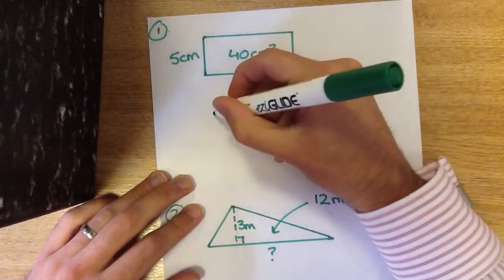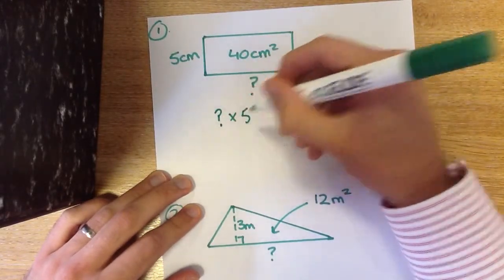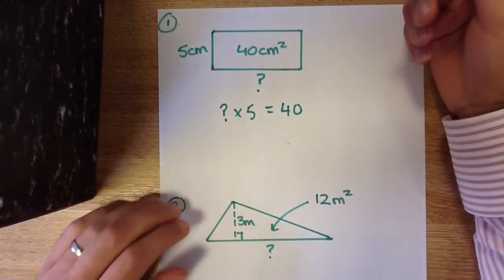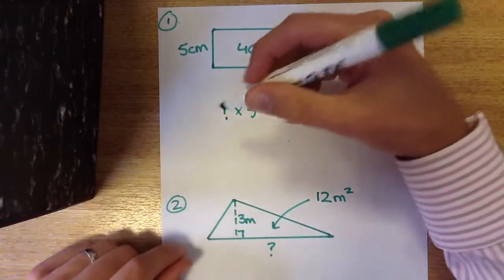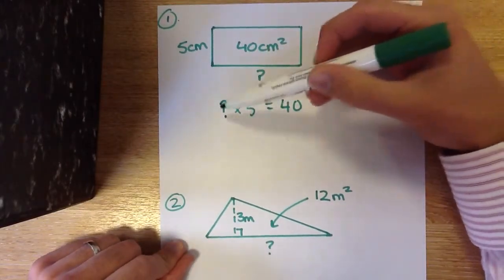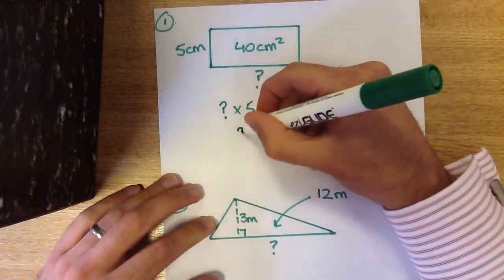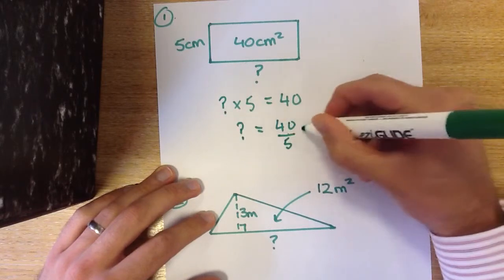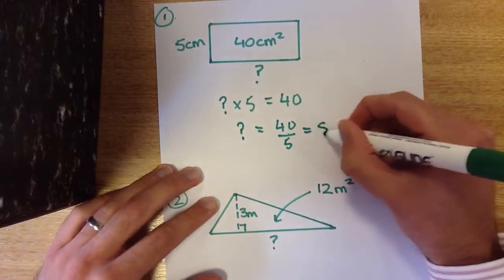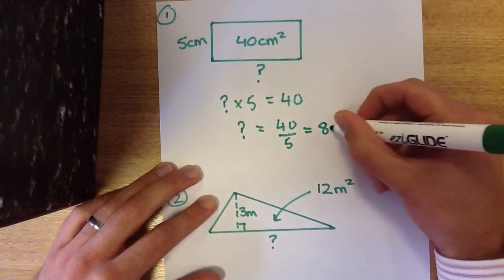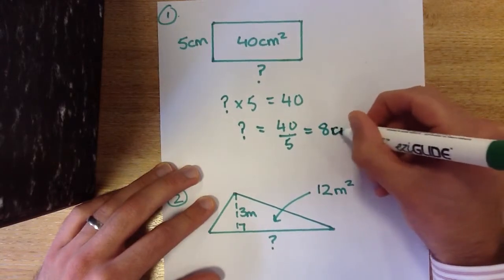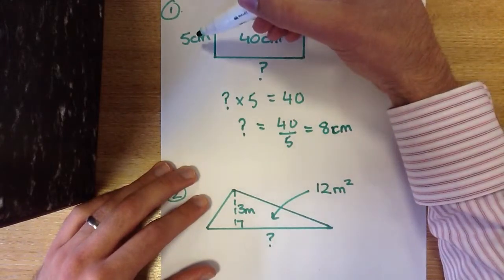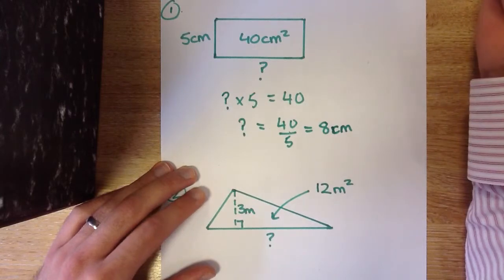So I know that my base times by my perpendicular height will give me my area. What I need to do is work backwards. To get this by itself, to undo times by 5, I divide by 5. So the length of my base is 40 divided by 5, which is 8. And because it's a length, it's just 8 centimetres in this case. Okay? And then we can check it. 8 times 5 does give 40 centimetres squared.